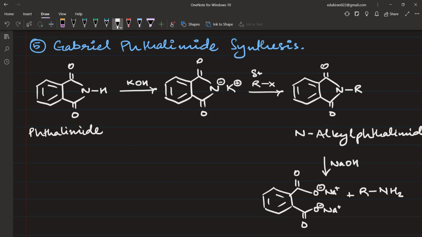This R is coming from the alkyl halide. This will be 1 degree amine. Okay, so it is a long but good method of preparation of 1 degree amine. Please write this down.